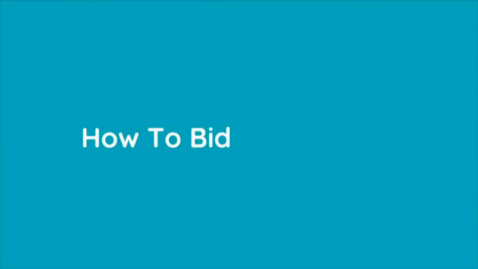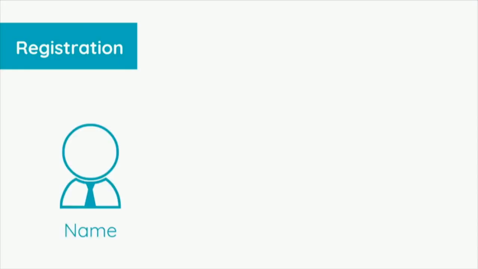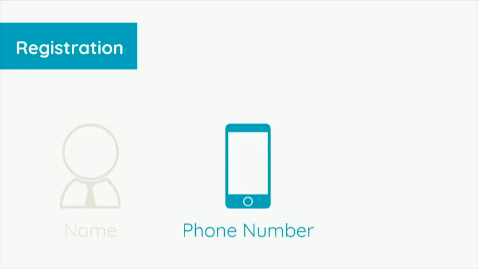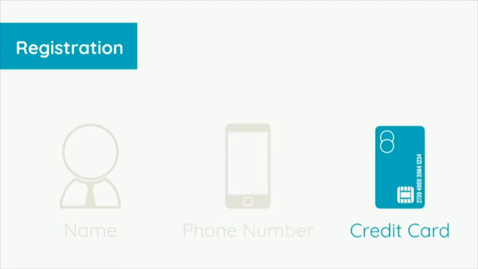How to bid with GiveSmart. In order to get started, you will need to register with GiveSmart. You'll be asked to provide your name, cell phone, and you may have the option to pre-swipe a credit card in order to expedite checkout.